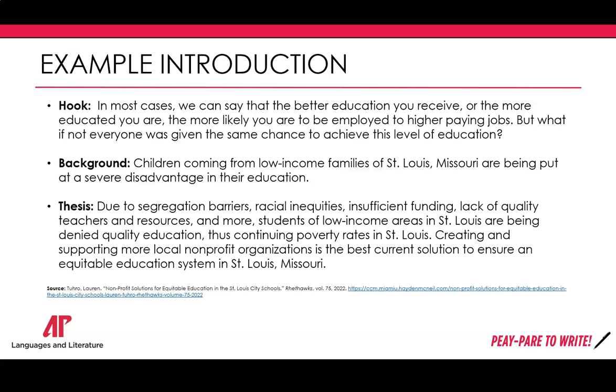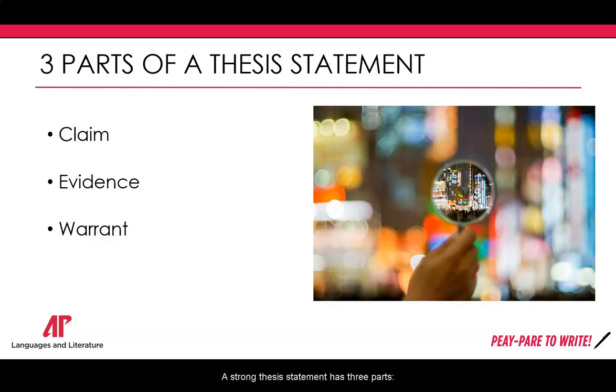A strong thesis statement has three parts: the claim, the evidence, and the warrant. The claim is the specific stance you plan to defend throughout the paper. The evidence hints at why you have taken this stance and how you will defend it. The warrant is a little trickier. It's the unspoken logic that connects your evidence to the claim and is usually based on common ground that you believe you and your audience share. This will make a little more sense if we look at an example.